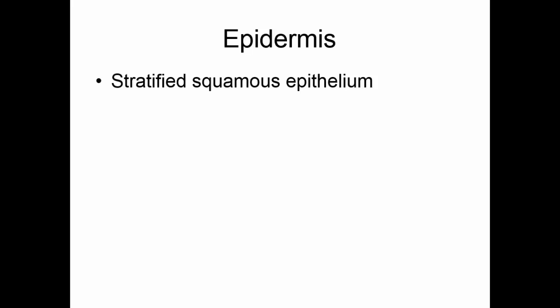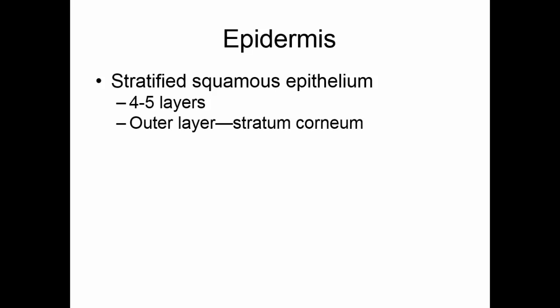The epidermis is the outer layer of the skin. This is the stratified squamous epithelium. The epidermis is composed of 4 to 5 different cellular layers. The outermost layer is known as the stratum corneum. These cells are all dead. They have been infused with a protein called keratin, so they're called keratinized cells. Keratin makes the cells waterproof and very, very tough.